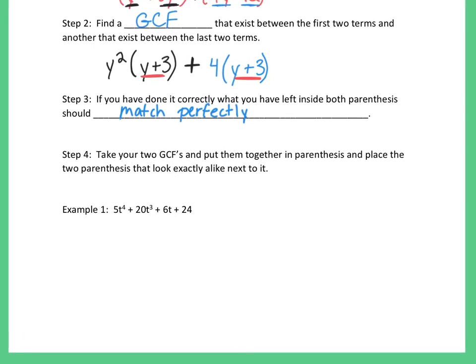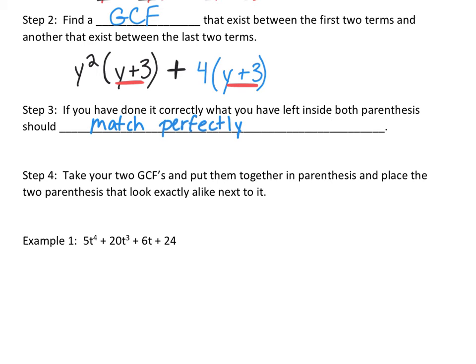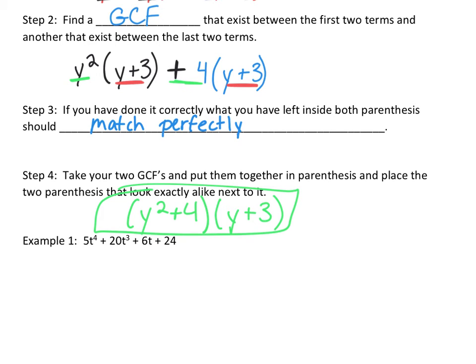Okay? The last step then is to take your two GCFs and to put them together in their own set of parentheses and then keep the same set of parentheses. So what I mean by that, my GCFs out here were y squared plus 4, so that goes in one set. And then the y plus 3 is in the other. And that is all. That's my answer. Those are my two factors. That is how we factor by grouping.